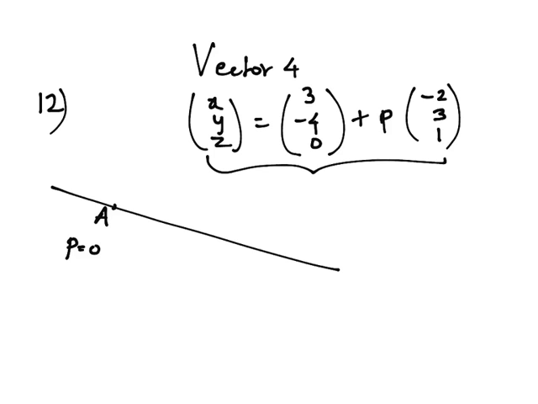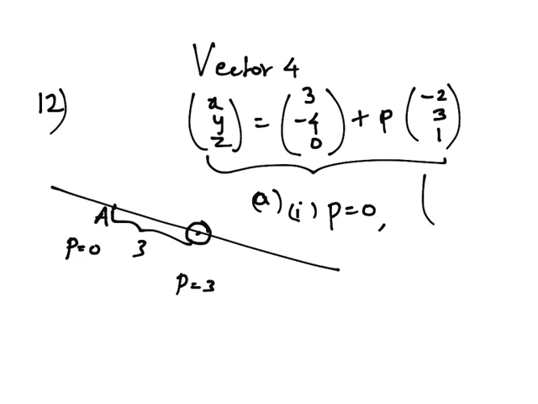So if we want to find the position of the airplane after, let's say, 3 seconds, let's say it is here, then you should put P as 3. You will get the position vector of this point, and from there you can find the coordinates, right? So the first question is, write down the coordinates of A. The coordinates of A is found by substituting P as 0. So you will get (x, y, z) equal to (3, -4, 0). So the coordinates of A are 3, -4 and 0.